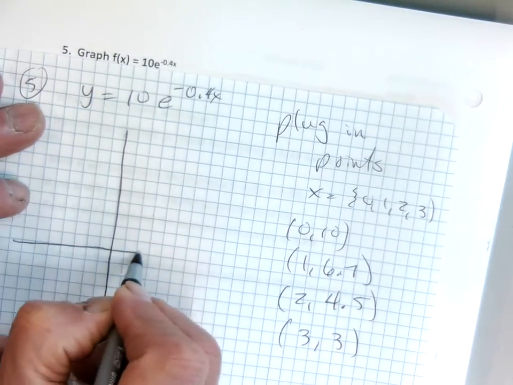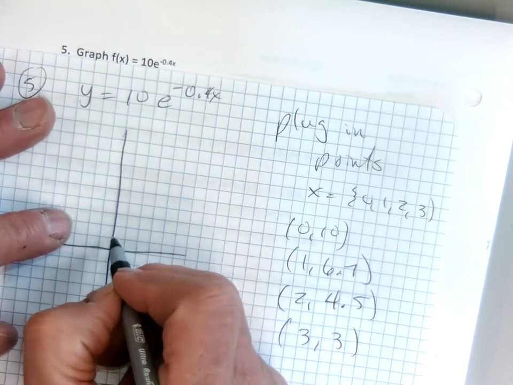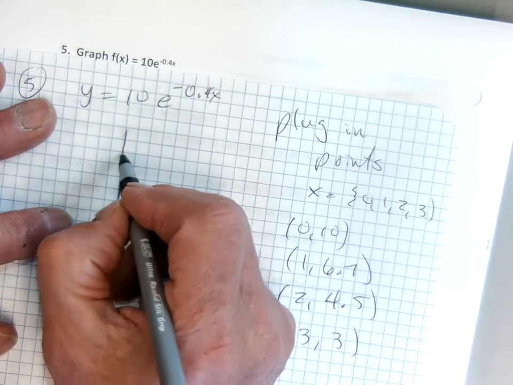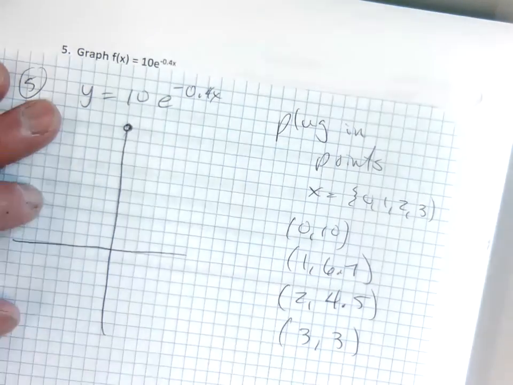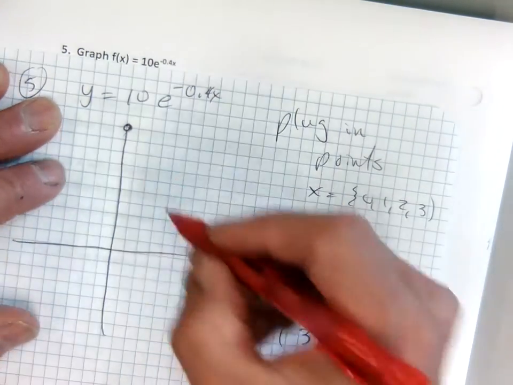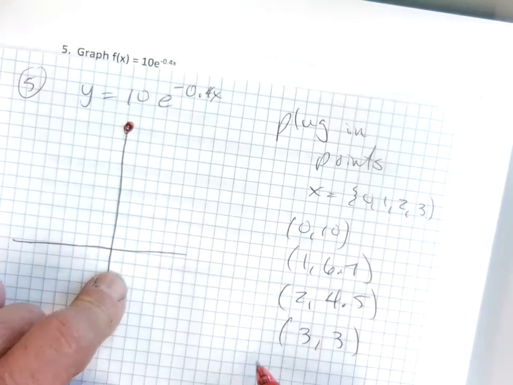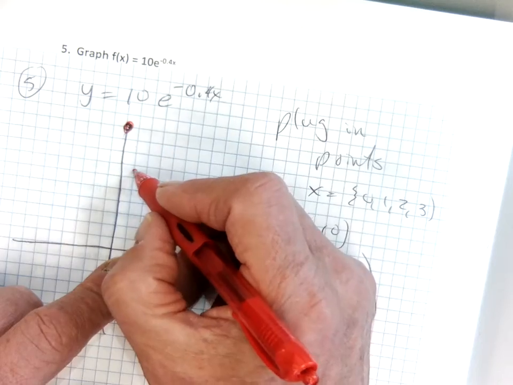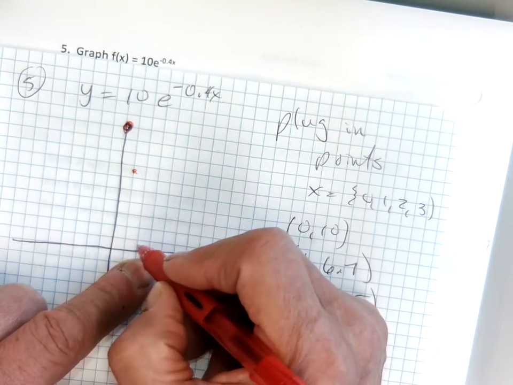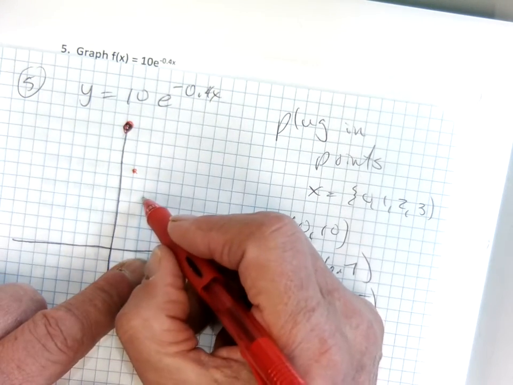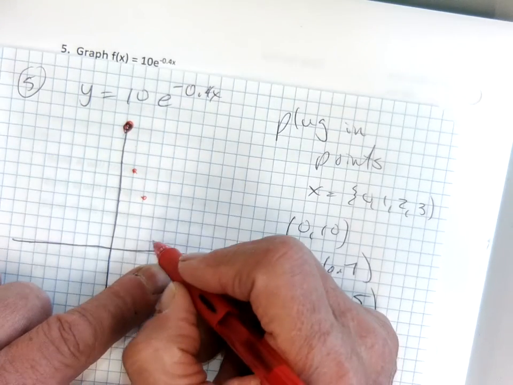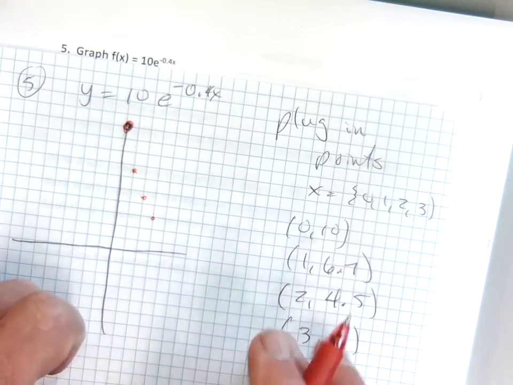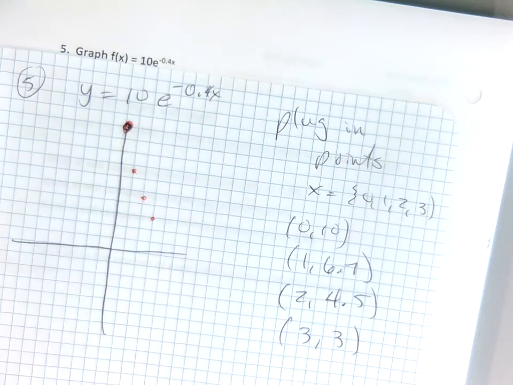All right. 0, 10, 1, 2, 3, 4, 5, 6, 7, 8, 9, 10. Let me use a different color. I like colors. I got a 1 and a 6.7. 2 and a 4.5. A 3 and a 3. Now, is that enough for you to get the general idea? What do you think? Is that enough?